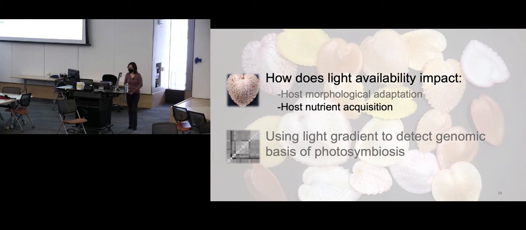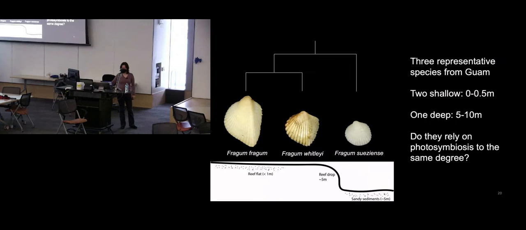So in order to answer that question, we need to collect some species that share a similar ecological habitat but differ in their light preferences. To do that, we picked three representative species from Guam. They live close to each other, but at different depths. We have two species here, Fragum and whitelii, one big, one small, that coexist in this really flat, really shallow area. I'm talking about intertidal level shallow. And then we have Fragum suizans that live close by to these two species, but in a lagoon, about 5 to 10 meters. So they differ in their habitat depth. The question is, do they rely on photosymbiosis to the same degree?